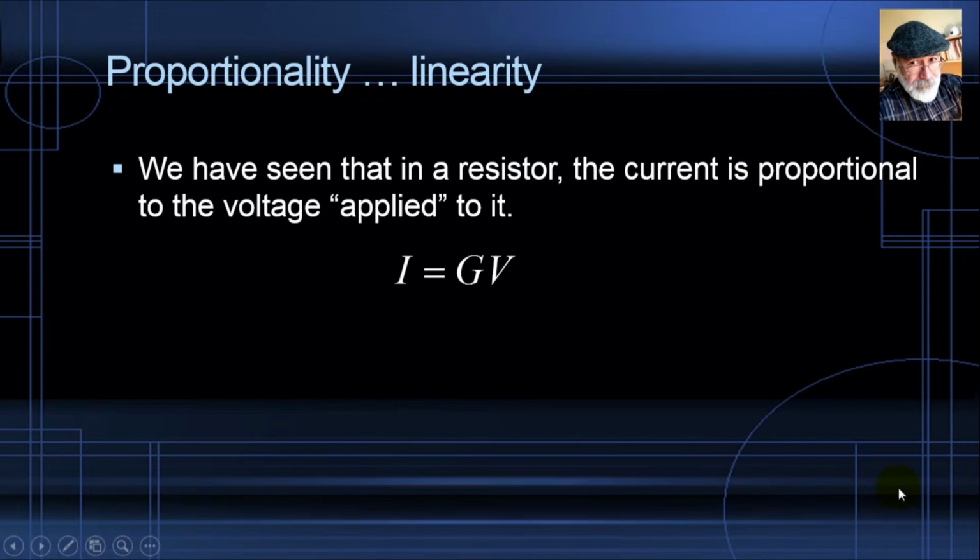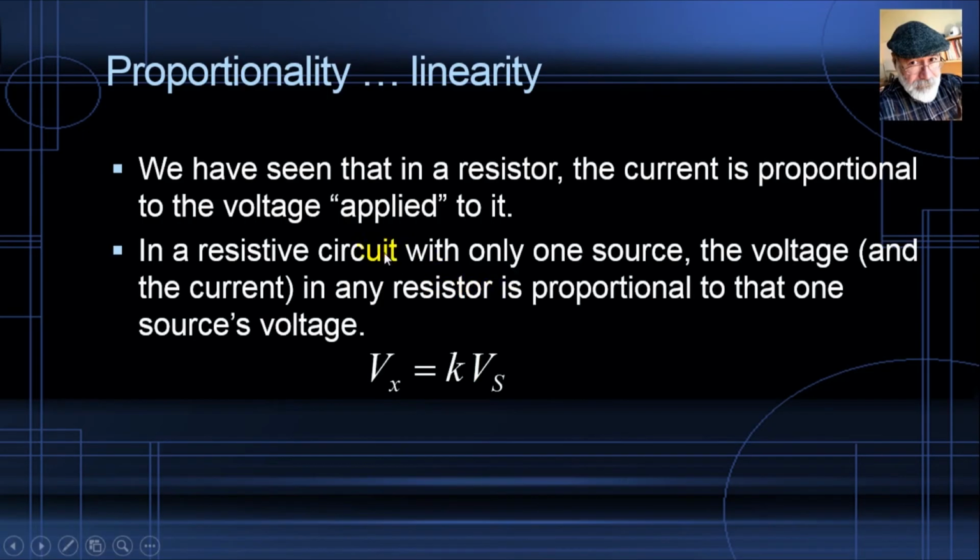Let's begin. We have seen that in a resistor, the current is proportional to the voltage applied to it according to Ohm's law. The current I is proportional to the voltage V according to G. G is the conductance of the resistor. In a resistive circuit that has only one source Vs, the voltage in any resistor Vx is proportional to that one voltage source Vs. Check this out. Vx is K times Vs.